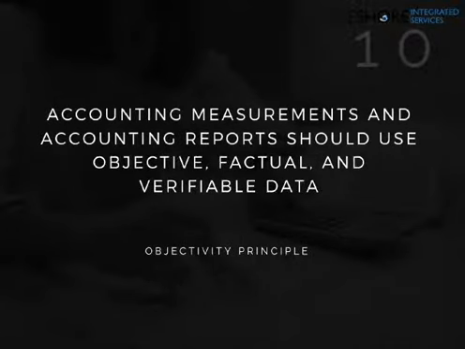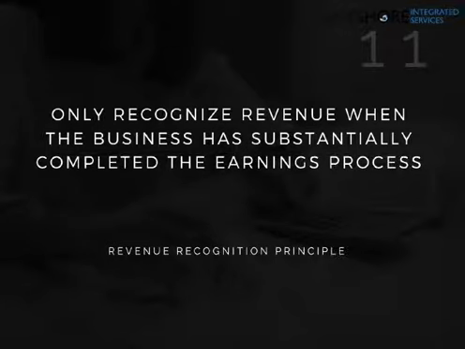Number 10, accounting measurements and accounting reports should use objective, factual, and verifiable data. You shouldn't assume the data. You should use verifiable data. This is called the objectivity principle. Number 11, only recognize revenue when the business has substantially completed the earnings process. This is called the revenue recognition principle.